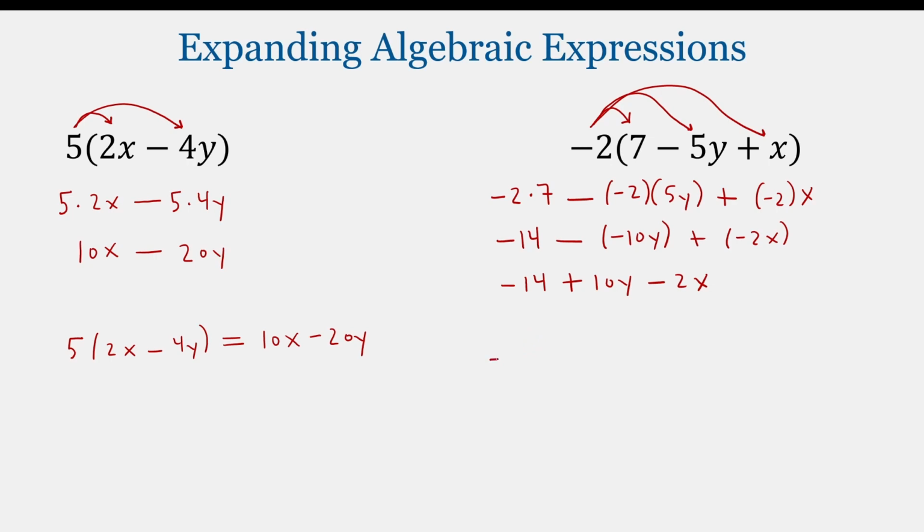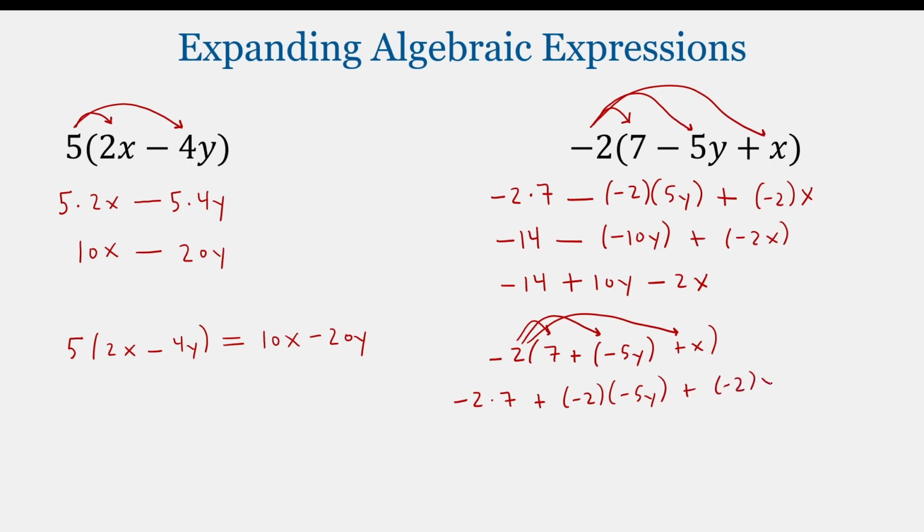So instead of 7 minus 5y plus x, we would have negative 2 times the quantity 7 plus, and now we have negative 5y plus x. And then as we distribute that negative 2, we have negative 2 times 7, plus negative 2 times negative 5y, plus negative 2 times x.